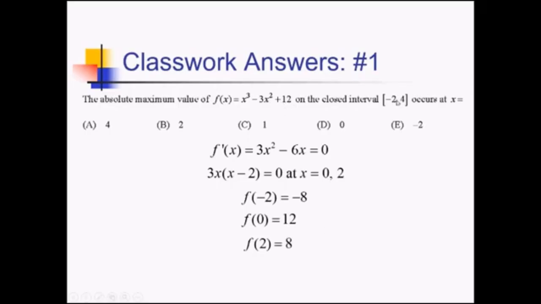And then finally 4, plugging that in, we've got 64 minus, let's see, this is 3 times 16, so minus 48. That's 16 plus 12 is 28. Well, it looks like 4 is now the winner, so choice A, max value at 4.